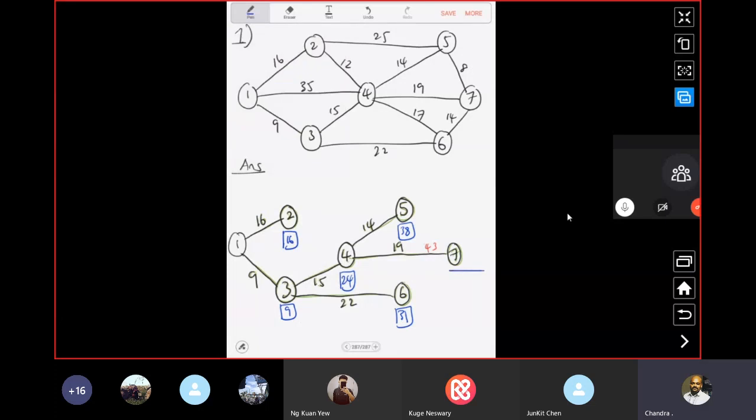This is 43. And this would be the answer for question 1. Okay, later I will double check, but this is the answer. If you give me this answer in the exam, you will get a full mark. Okay, don't worry. So this would be the shortest route for the network given here.